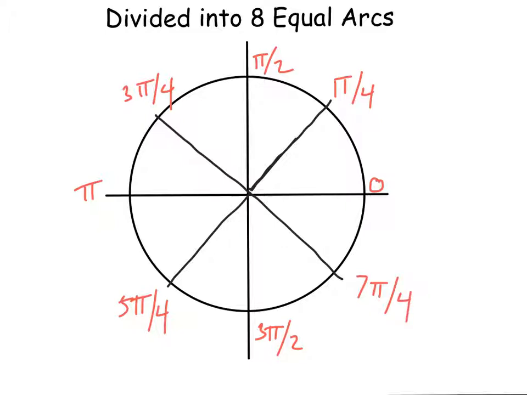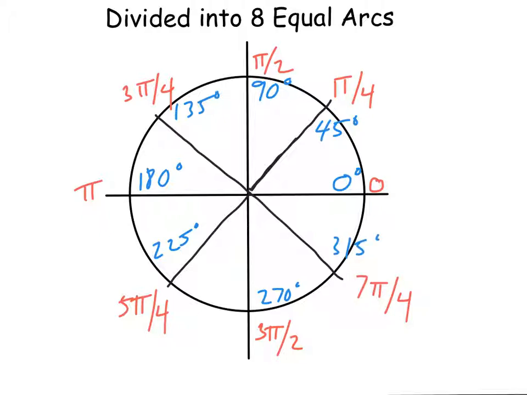Now the next thing I'm going to do is go around and add the angles in degrees. I'm going to put them just inside. We had actually talked about this angle right here in degrees. It's 45. Here's 90. Here is 135. Here's 180, 225, 270, and there is 315.